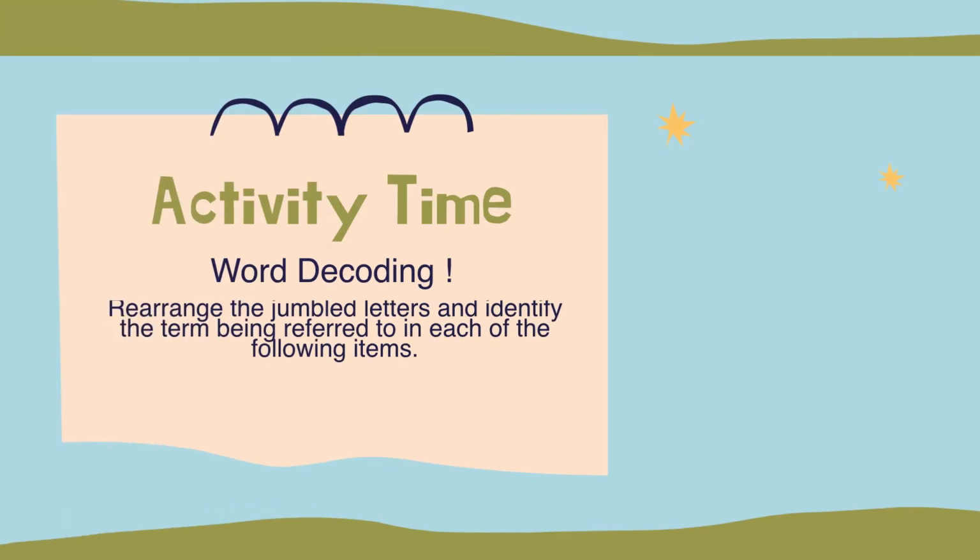Now, let's do our first activity in our second topic. The word decoding, which can be found on page 5 of your module. Do you follow? Good. What you are going to do is to rearrange the jumbled letters and identify the term being referred. Are you ready? Alright, let's start.